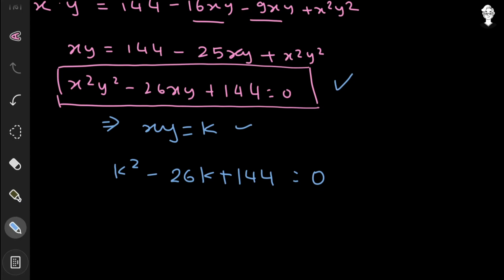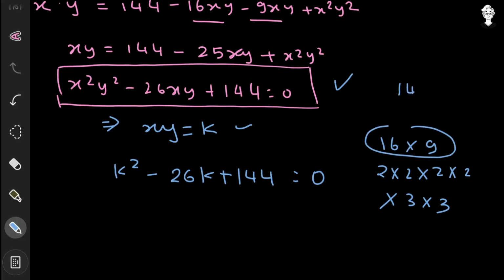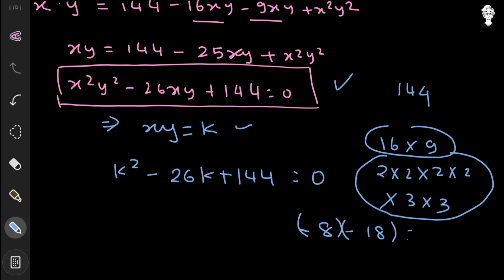For that we will first of all factor 144. So we know that 144 is equal to 16 into 9. Now 16 can be written as 2 into 2 into 2 into 2, and 9 can be written as 3 into 3. So now we have to play with these factors so as to bring 26. We can simply see that 2 into 2 is 4, and 4 into 2 is 8, and 3 into 3 is 9, and 9 into 2 is 18. Negative 8 and negative 18 will give us negative 26, and when these two are multiplied together they will give positive 144. So yes, the factors of 144 are needed, and when they are added together it gives me negative 26.